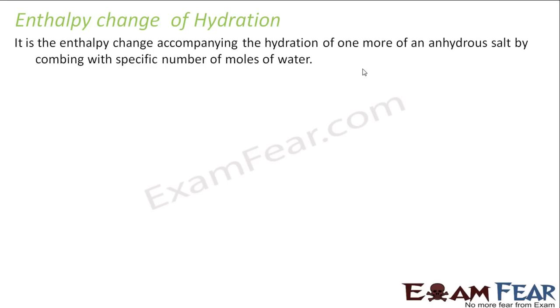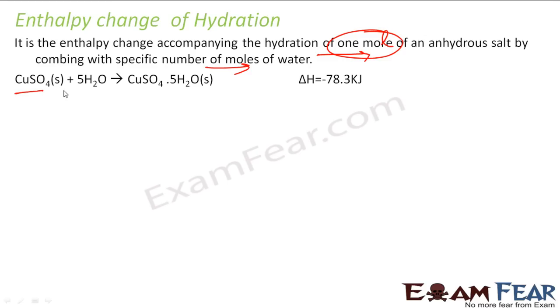As I told, hydration is also a type of chemical reaction. So for that also we have enthalpy change. The definition says that enthalpy change for hydration is the hydration of 1 mole of an anhydrous salt by combining a specific number of water molecules. So it is 1 mole actually, not more. So we have 1 mole of anhydrous salt and you combine with water. Example here, copper sulfate, you add 5 water molecules, you make it CuSO4.5H2O, and you get this much enthalpy change.